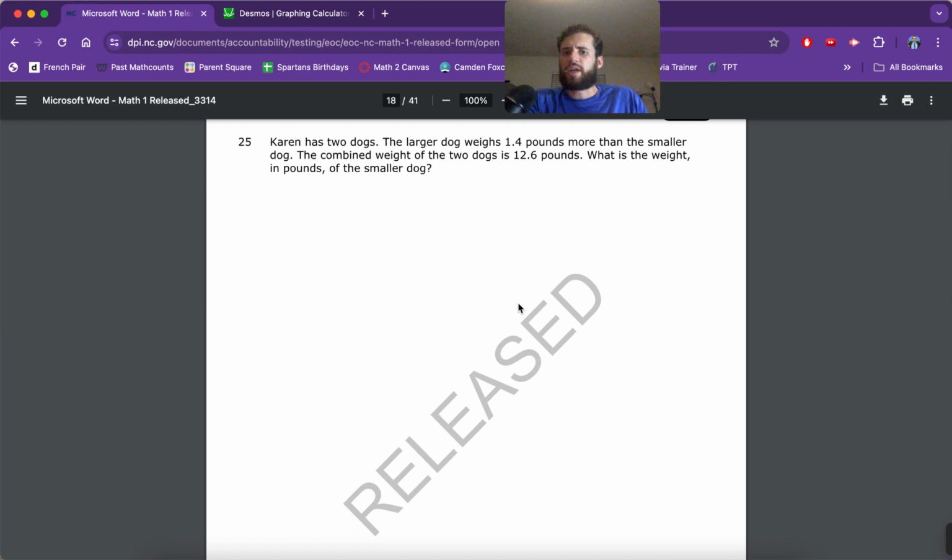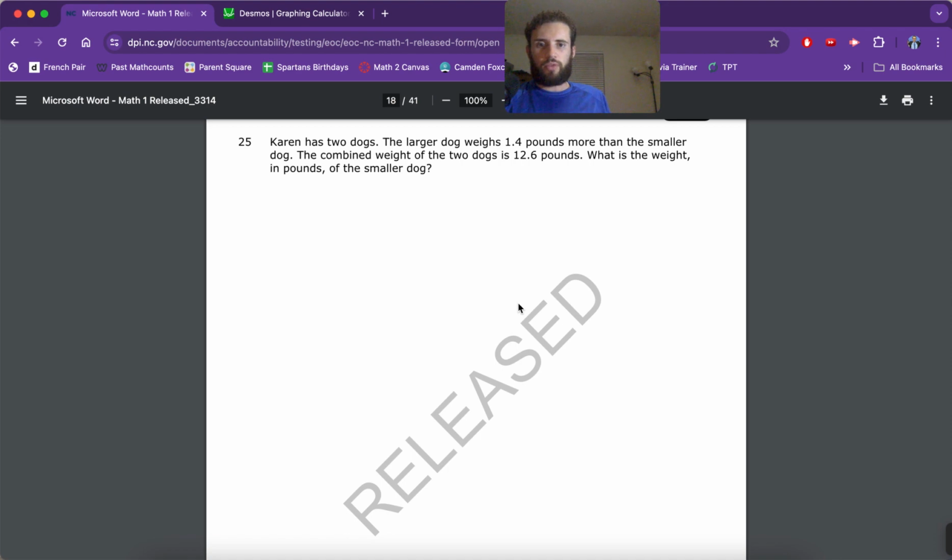All right, Karen has 2 dogs. The larger dog weighs 1.4 pounds more than the smaller dog. The combined weight of the 2 dogs is 12.6 pounds. What is the weight in pounds of the smaller dog? Okay, so for this, just got to make sure you write your equations really well. It's going to be a system of equations. You just have to write your own system.